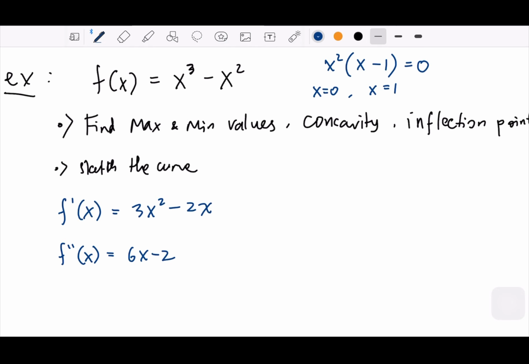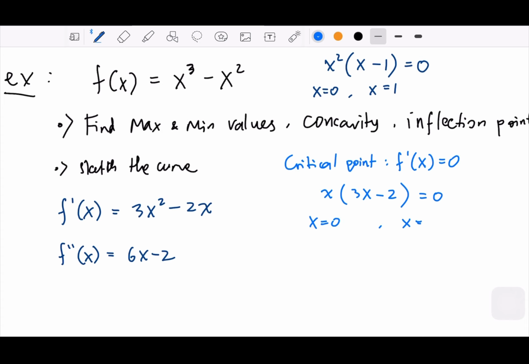So first, perhaps we start from the first derivative. Then let's take a look at whether it has a critical point or not. So, setting it equal to 0, finding the critical point. The critical point is when the first derivative is equal to 0. So we can write down the first derivative, equal to 0. And we get that when x is 0 and when x is 2/3, those are our critical points.